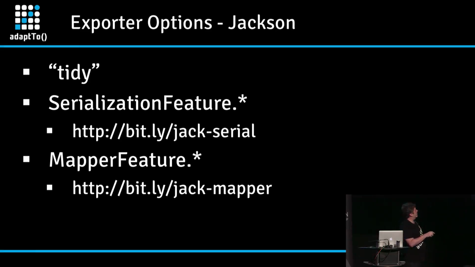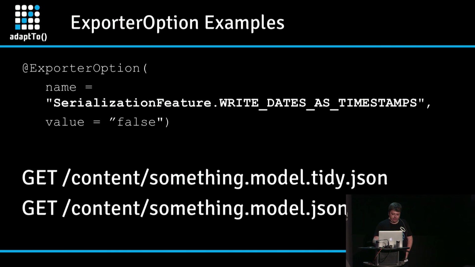So there's an export model API that you give a map. You can provide them on the model classes through the exporter option annotation, and you can do selectors or request parameters. So for Jackson specifically, there's a few different types of options supported. There's tidy, and that can be tidy equals true or tidy equals any value that isn't false. And then all of the Jackson serialization and mapper features are supported. So you say serialization feature dot the name of the feature equals true or false in most cases, and that corresponds to setting this flag in the Jackson API.